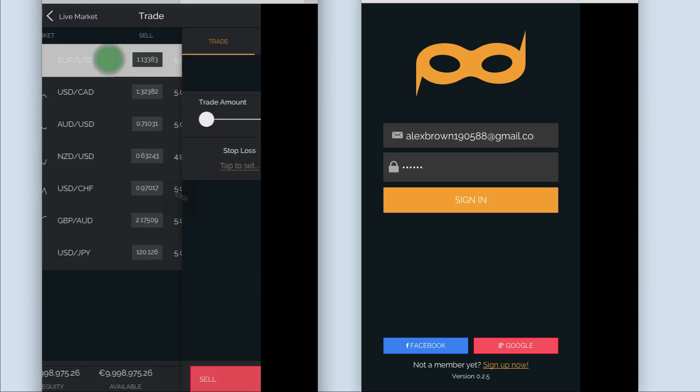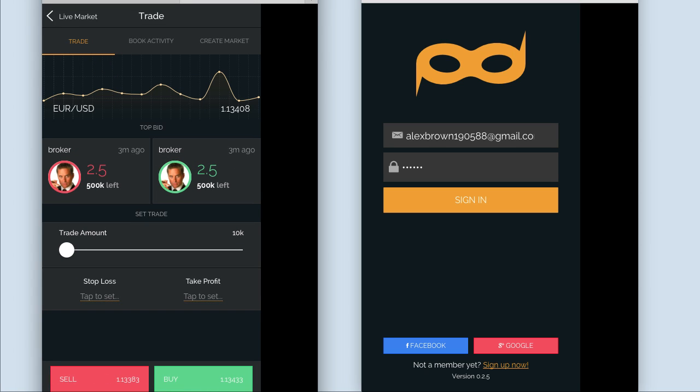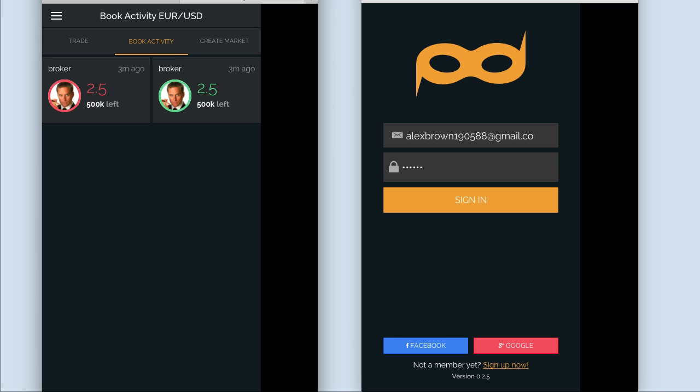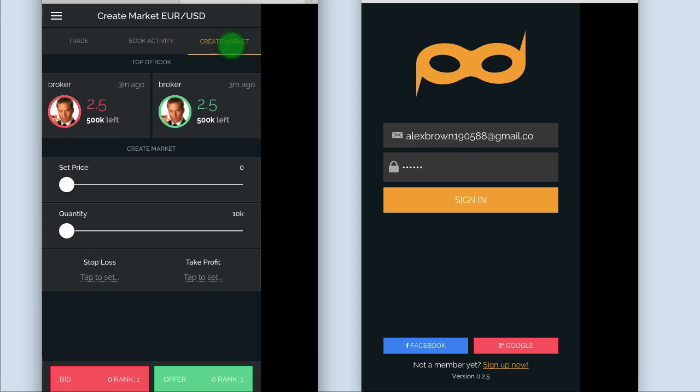Okay, let's go into the Eurodollar market. The first thing you see here is what we call the trade screen, and we'll come back to this in a moment. But basically, this is where a trader can open a position using a market order. In addition to that, we have a book activity which shows you an open and transparent order book. In this particular case, at the moment, all you see is one person quoting called a broker.